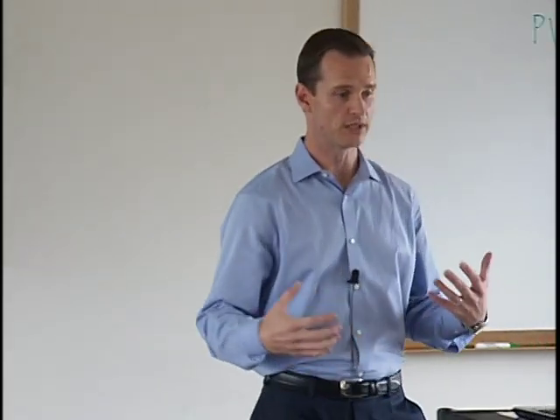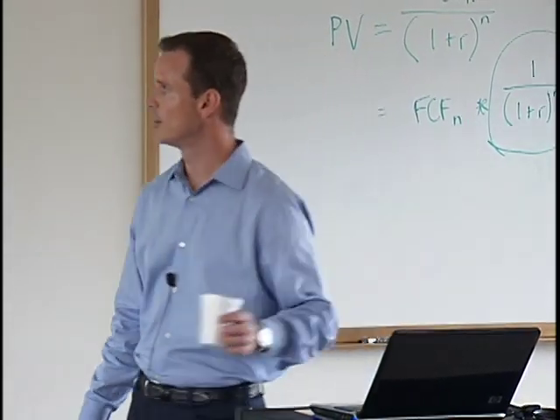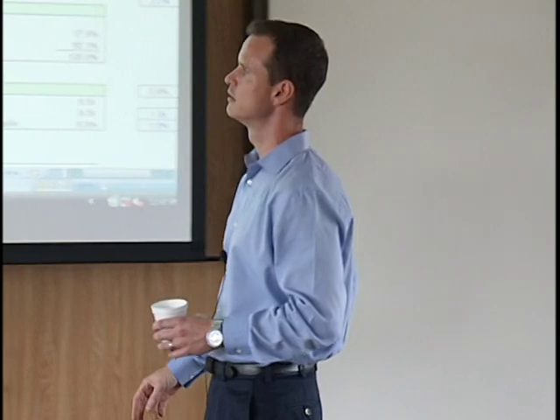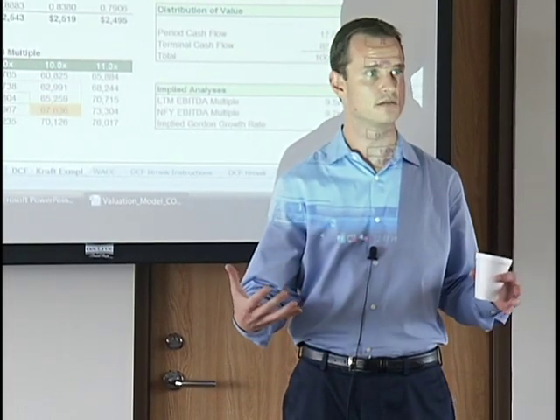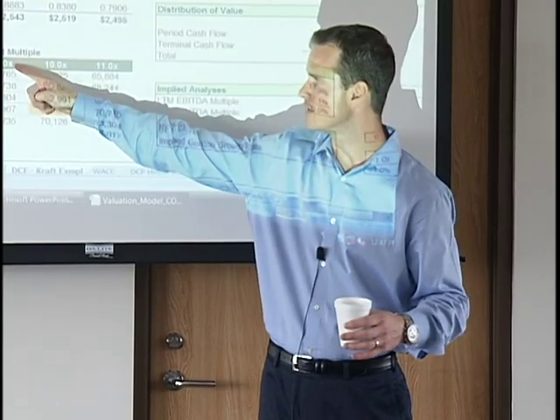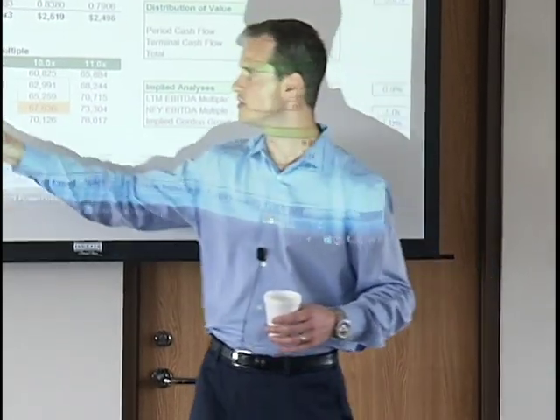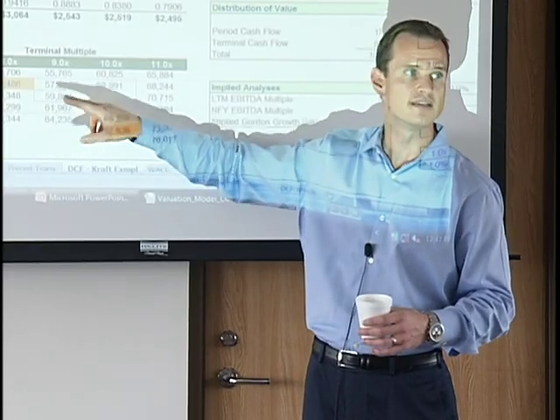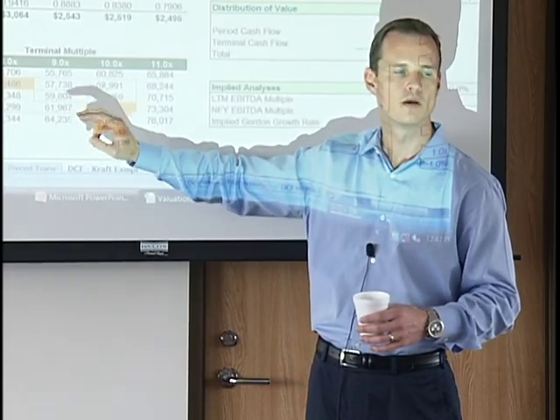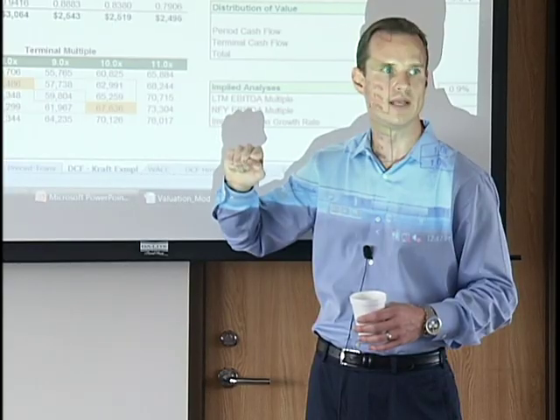And again, the interpretation of this model is that under our base case, which is another way of saying our most likely case, where we believe that the terminal multiple will be 9 times, the discount rate will be 6x. Under our base case, which usually sits in the very center of our model, we think that Kraft is worth $59.8 billion.